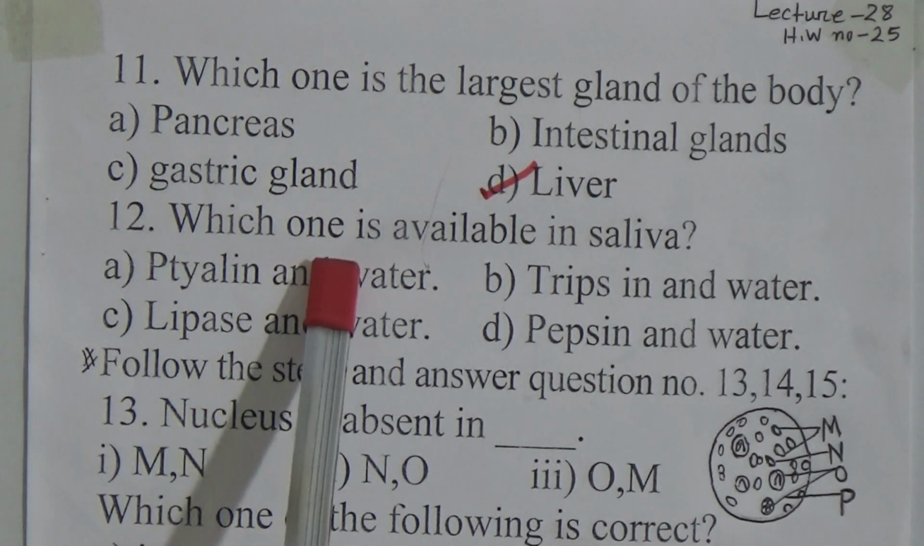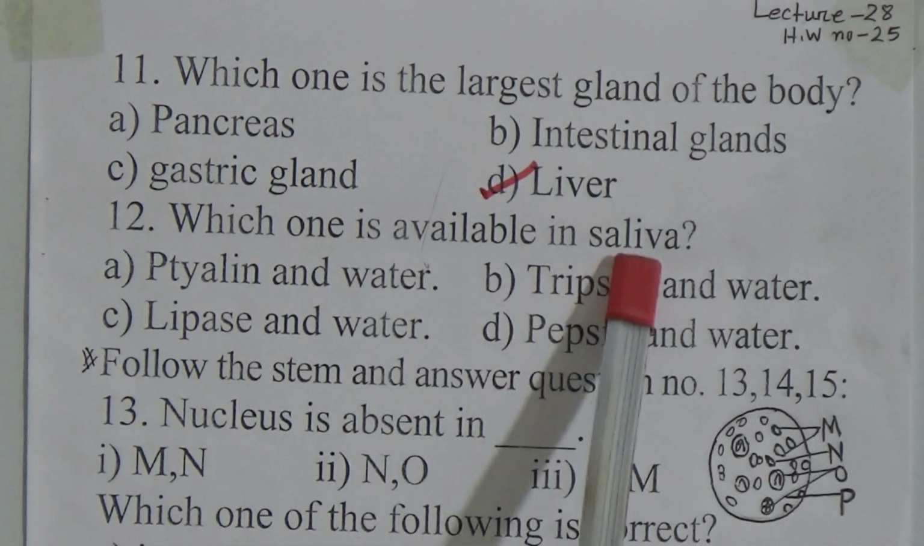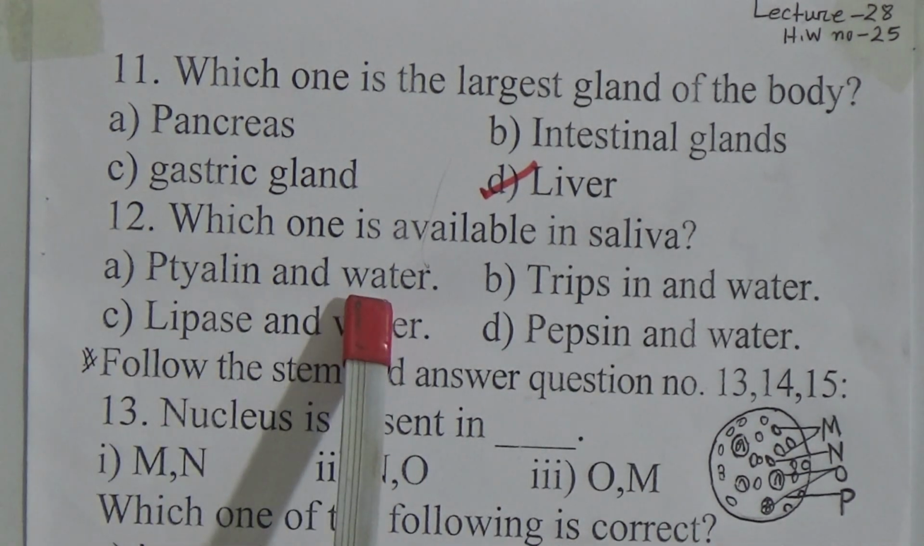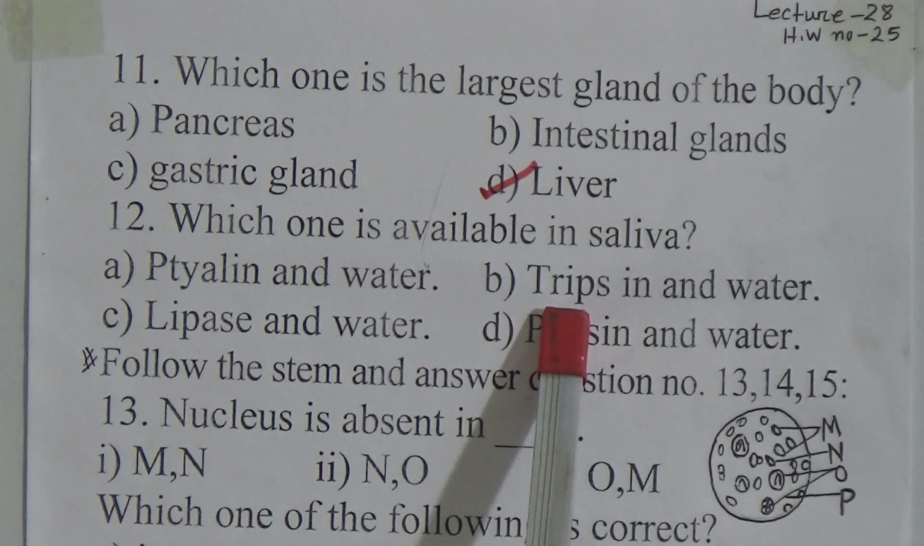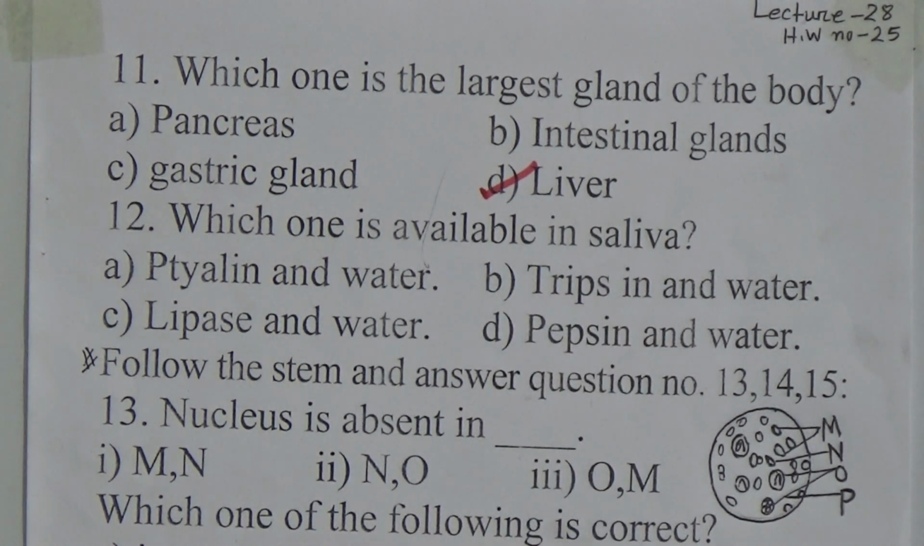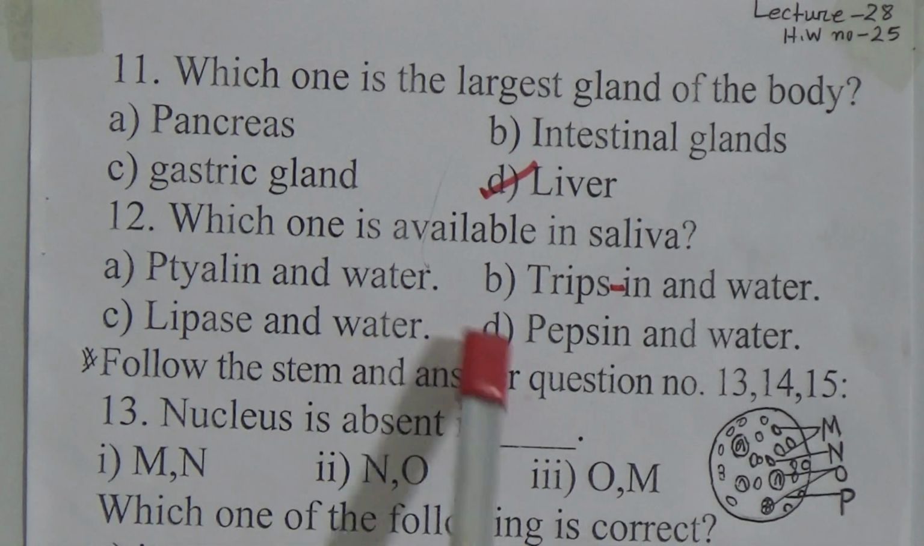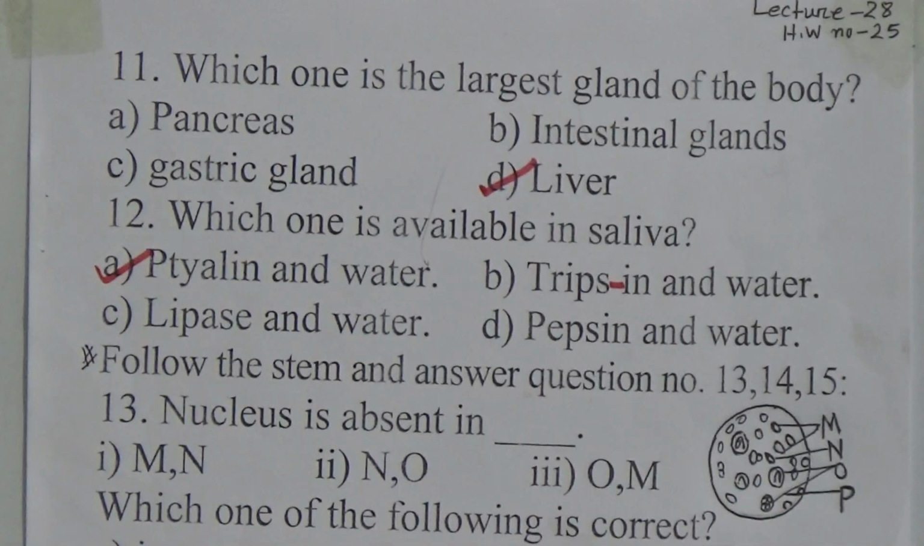And now, 12th number. Which one is available in saliva? A option is trypsin and water. B option is trypsin and water. C is lipase and water and D is pepsin and water, and the answer will be A, that means trypsin and water. So this will be the answer.